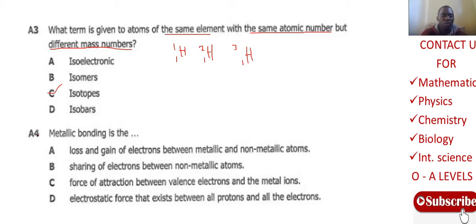Let's go to number 4. Metallic bonding is the loss and gain of electrons between metallic and non-metallic atoms. No, this one is just the definition of what ionic compounds are. Okay, so we go to B.